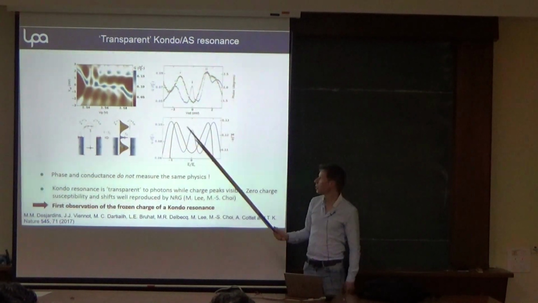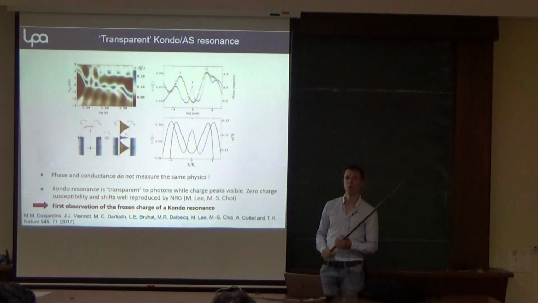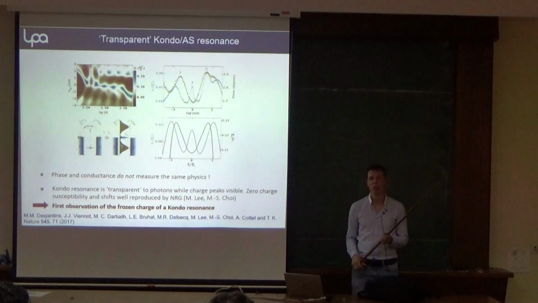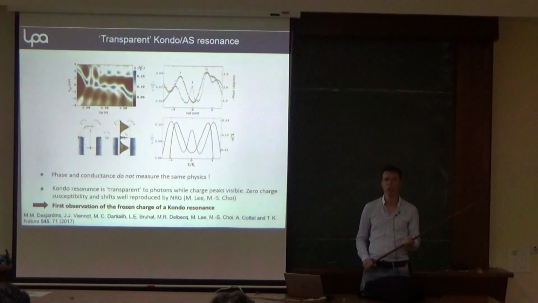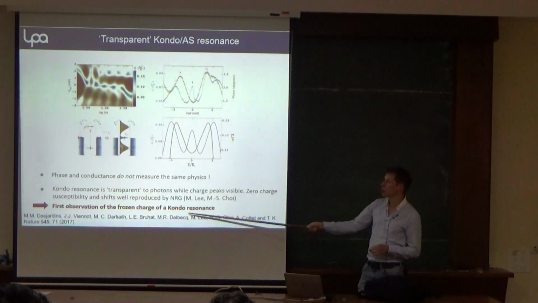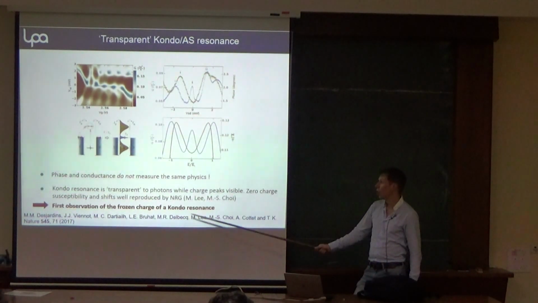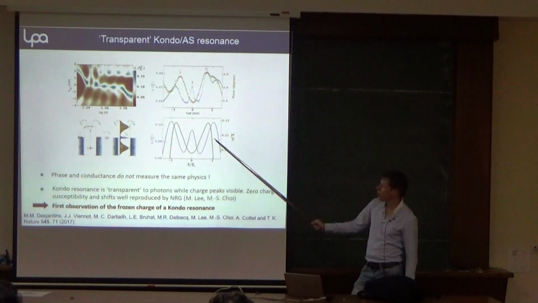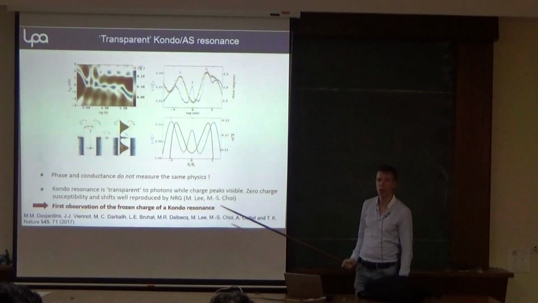So this means that this peak here, although I see it in the conductance, and therefore it's in the spectral density of the system, corresponds to a frozen charge, because the charge is not allowed to fluctuate on this peak. So this is a direct demonstration and a direct observation of the frozen charge of a Kondo resonance. And it's very well reproduced by the numerical renormalization group.